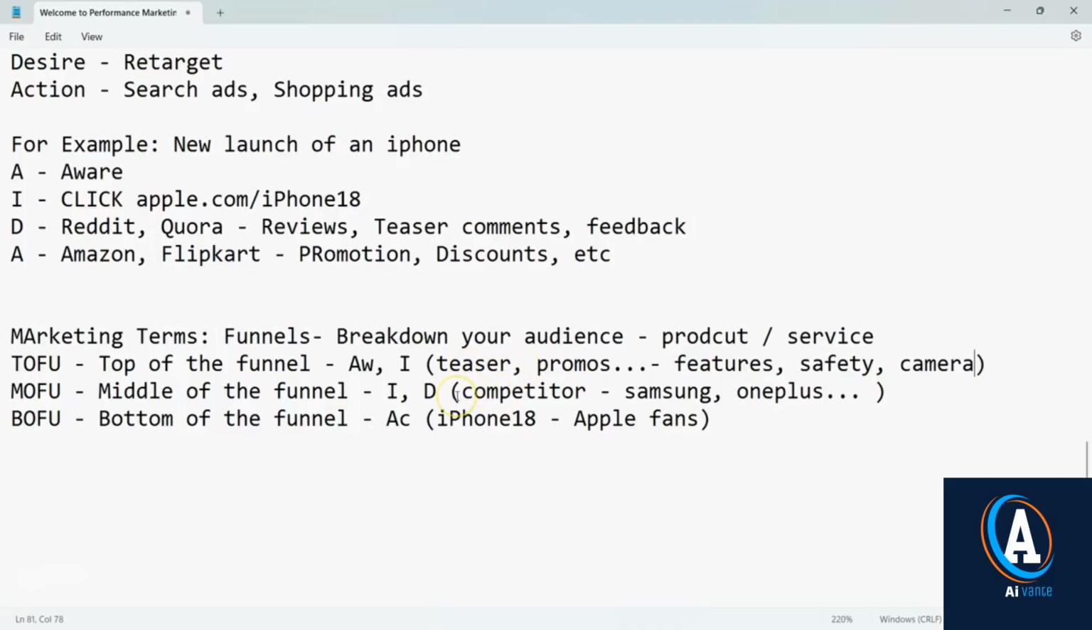Then the second is middle of the funnel, not necessarily always competitors, but this is just to give you a little heads up on how you can look at middle of the funnel audience who are interested, but maybe already engulfed into the competitor brands, and how you grab them away from there. And third is, of course, bottom of the funnel, which is the lowest rung, where people are already interested, they're looking forward to the launch dates, and they will line up to buy the iPhone from you.